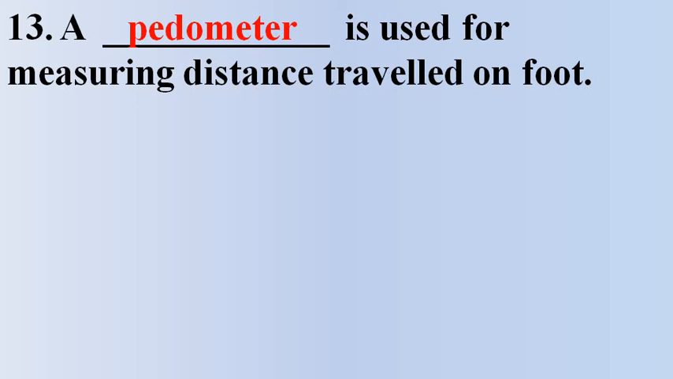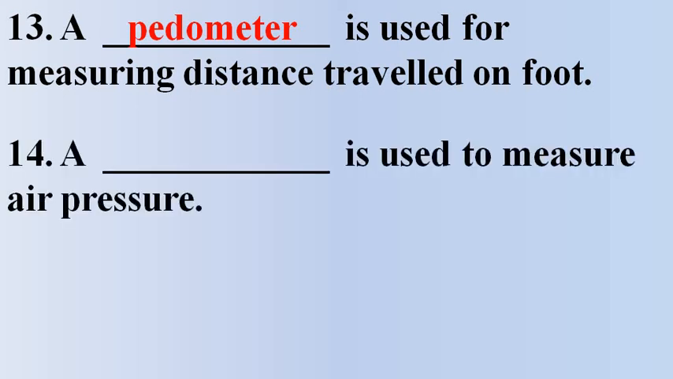Now let's move for the next and last blank of this lesson. Number 14. A blank is used to measure air pressure. Answer is barometer. 14th answer is barometer. A barometer is used to measure air pressure.